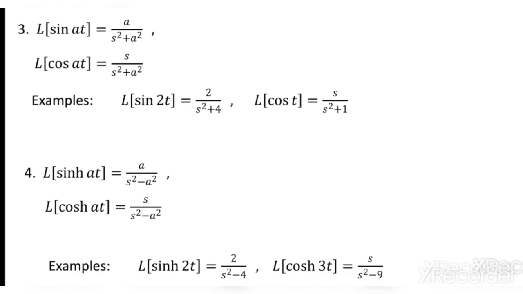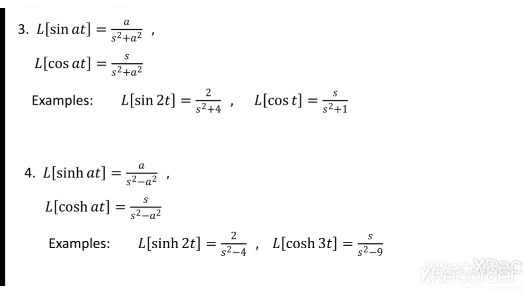So two more results or examples. If I want sin hyperbolic 2t, I can substitute directly by identifying a is 2, now 2 by s square minus 4. Cos hyperbolic 3t is 3 by s square minus 9. So I have these results in my hand. Now I can take some problems.